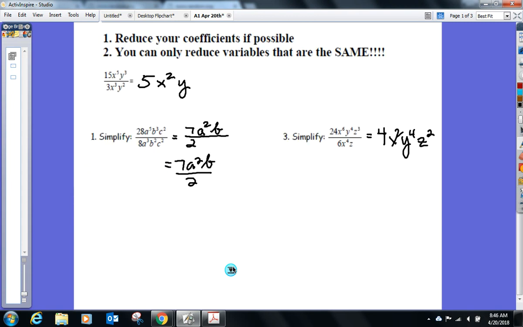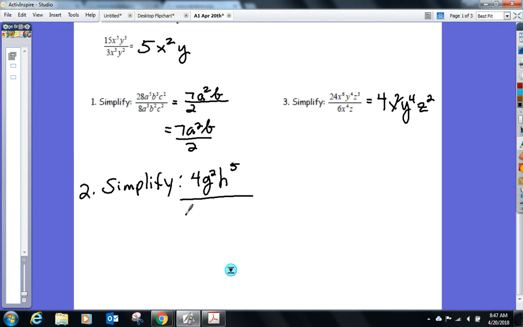We're going to add in a number 2 right now, everybody. Number 2, right below number 1. Simplify the following. 4g squared h to the 5th, all over 48 g h to the 10th j.